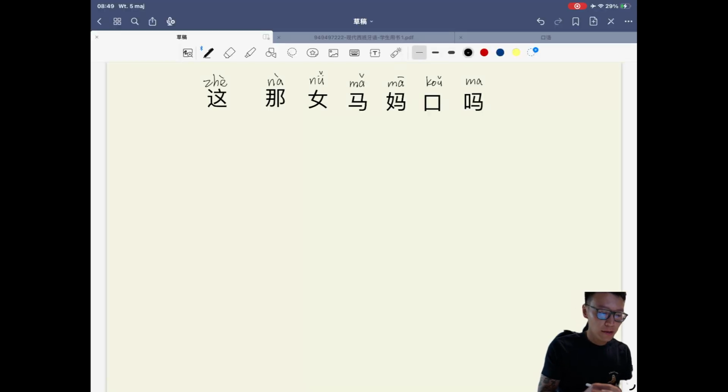This is Charlie, and today we're doing lesson 3, part 1, character writing. Today we have 7 characters here. So let's do it. Now, let's look at the first one.